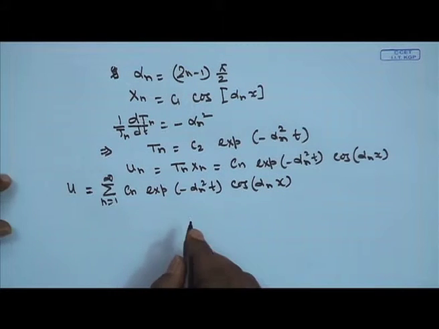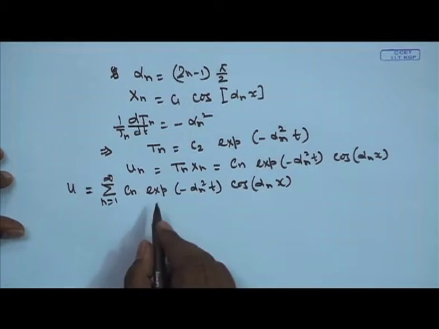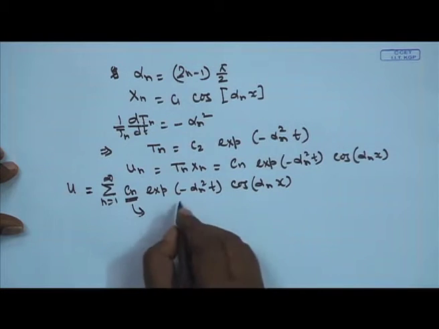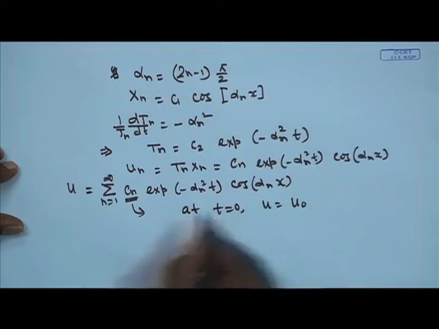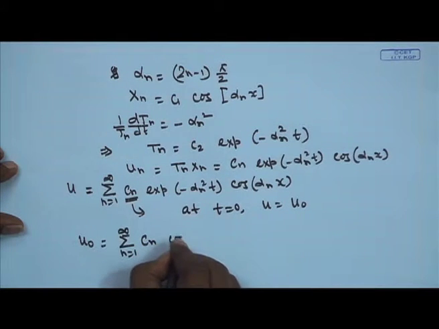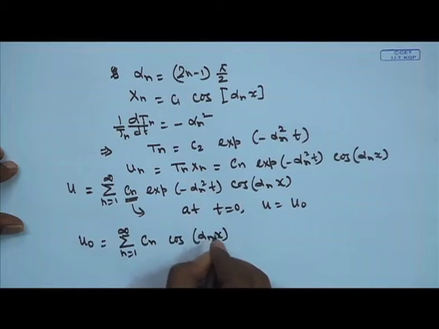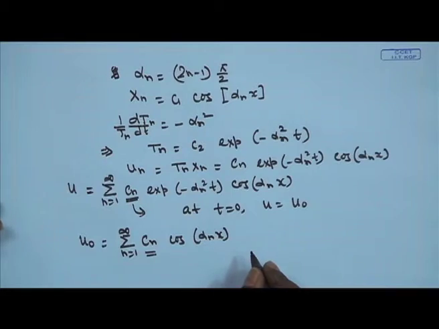Now we have already seen that we have already used up the two boundary conditions in the spatial direction. Now what is left is this constant has to be evaluated. We will be evaluating this constant by utilizing the boundary condition at t equal to 0, which is nothing but the initial condition. U at t equal to 0 is equal to u naught is summation n is equal to 1 to infinity Cn cosine alpha n x. We will be evaluating Cn by utilizing the orthogonal property of the eigenfunctions as we have done earlier.